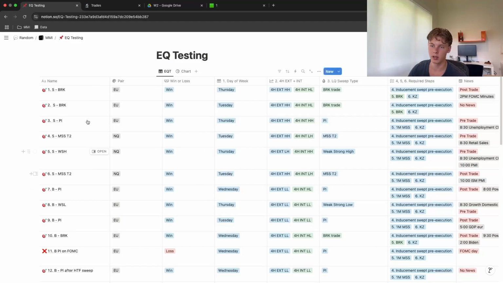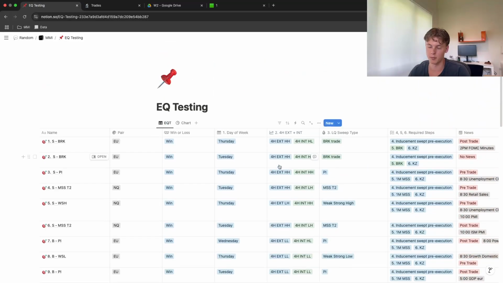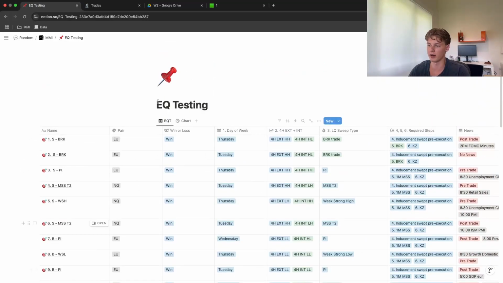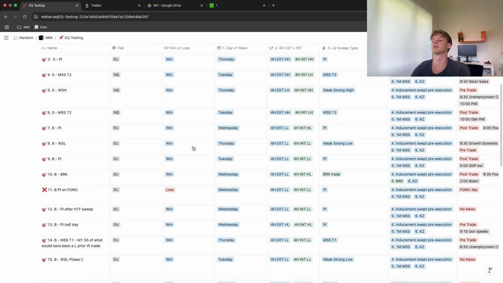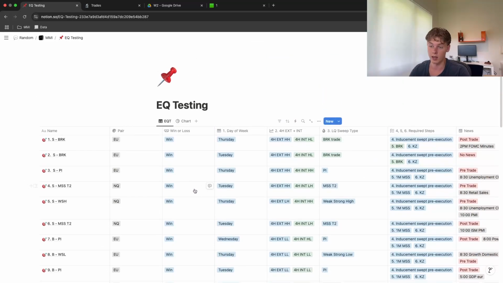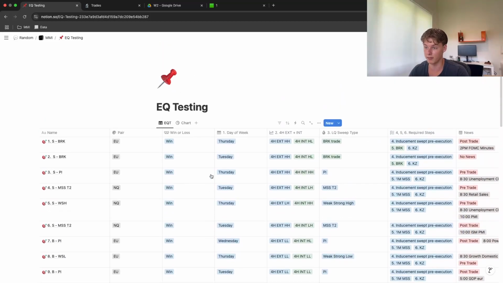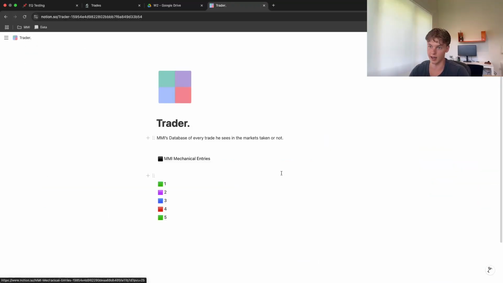So I had the table, I had the setup, I had the pair that I was trading, win or loss, day of week, and then just a bunch of stuff that I don't use anymore. And it didn't work for me because it wasn't visual enough. It's a bunch of data line by line by line by line, and although it looks nice, you can tell I've put in a lot of work just into this. It wasn't effective. It did not help me improve. And so this is basically how I'm journaling now.